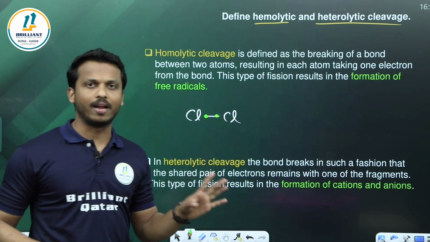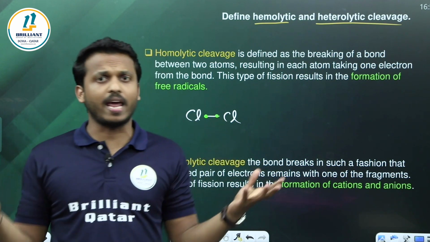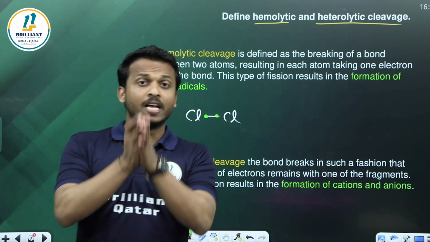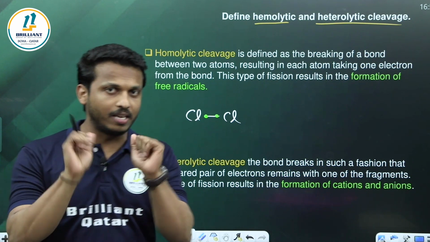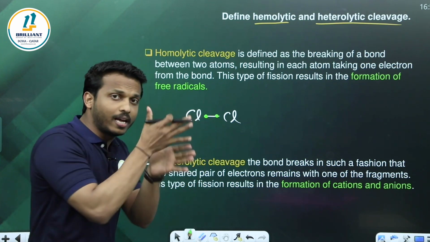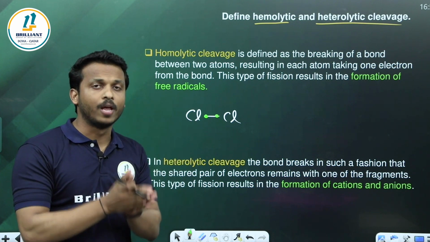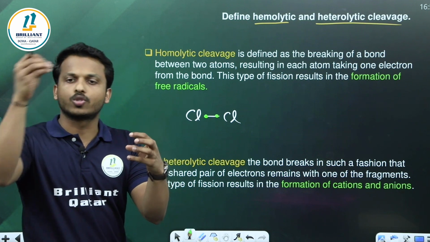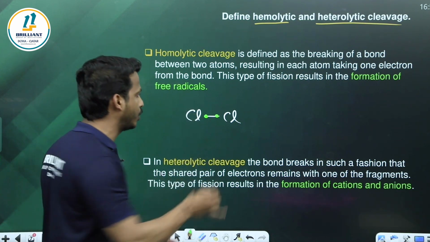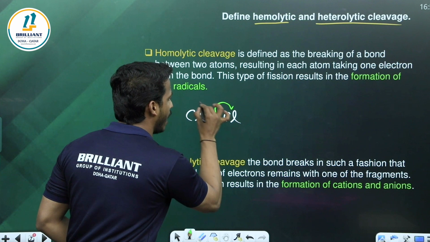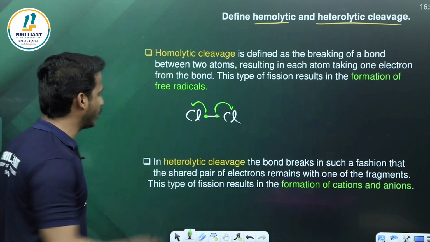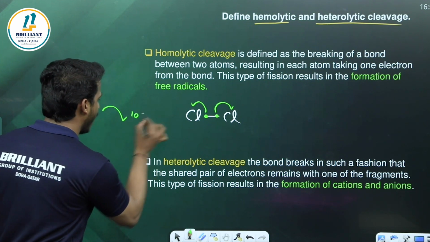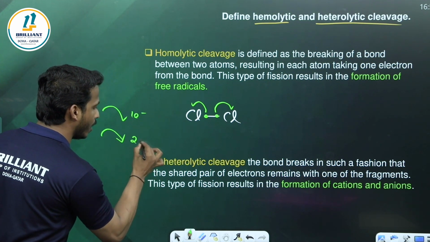Both are the same element and their electronegativities are the same. Since there is no difference in electronegativity, how can the bond break, dear all? Both having the same electronegativity means one electron goes to one species, the other electron goes to the other species. We can express it like this. Have you noticed the arrow representation? This arrow represents movement of one electron, and the normal arrow represents movement of 2 electrons.